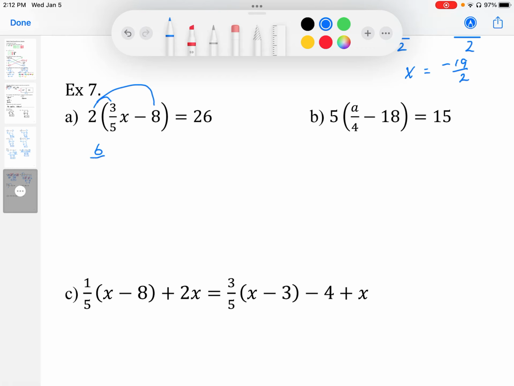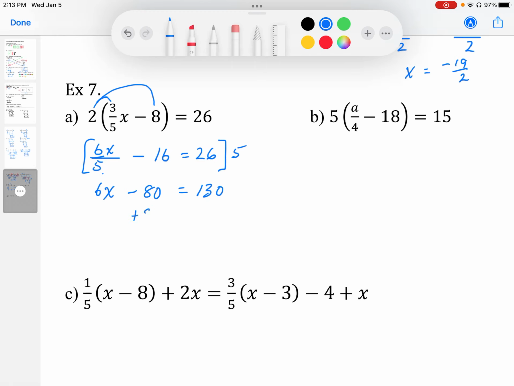So this becomes 6 over 5 x. In fact, since it's times x, really I can just put it in the numerator as 6 times x minus 2 times 8 is negative 16 equals 26. Okay, now at this point I can get rid of that divide by 5. The times 5, the 5's cancel, so I'm just left with 6x. I have to make sure I multiply every term by the 5. So I get minus 80 equals 130.